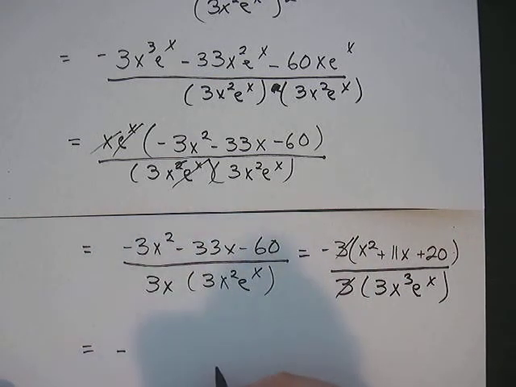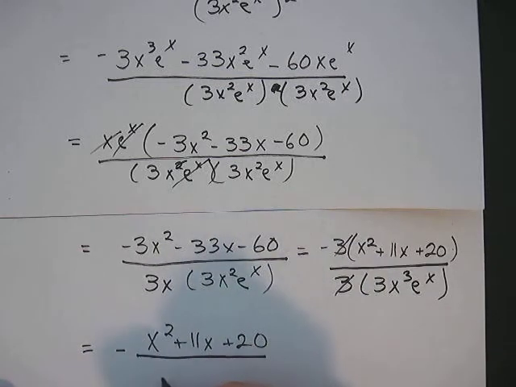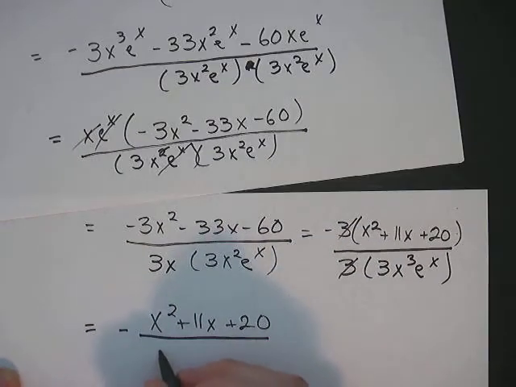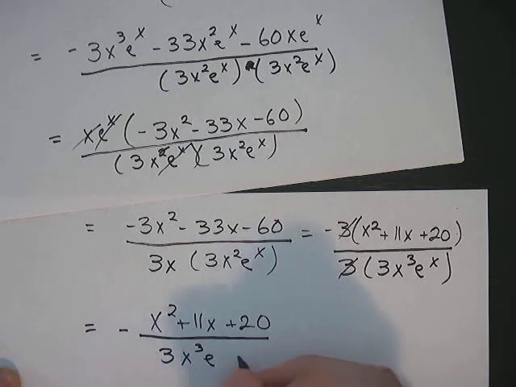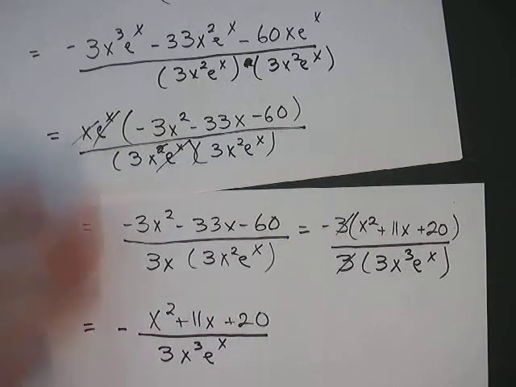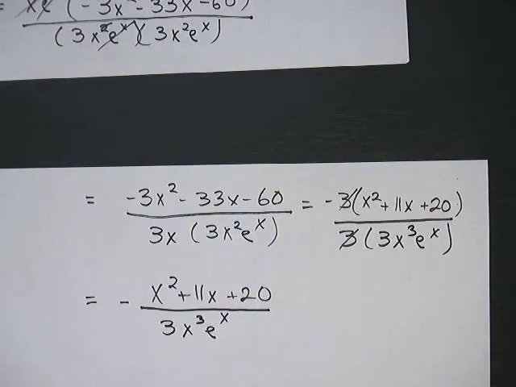So negative, I'll put that out front. And then the top is x squared plus 11x plus 20 over 3x cubed e to the x. And that's about as reduced as we can get that thing.